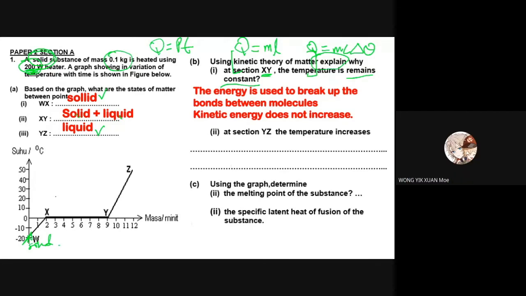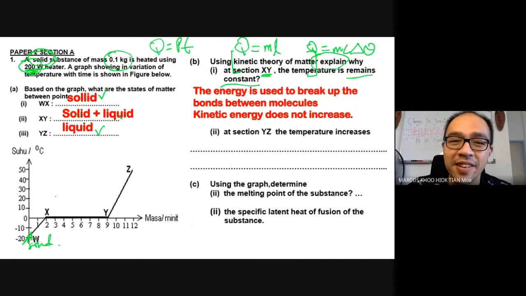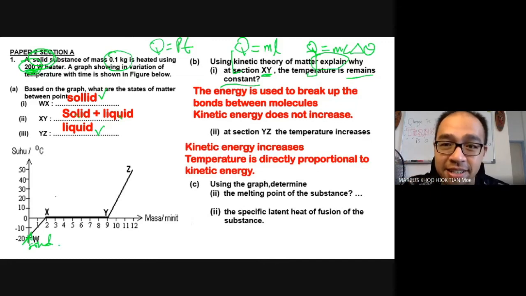Increase kinetic energy. In this class, anybody means Wong Yik Swan. Everything also is Wong Yik Swan. So the kinetic energy increases. Temperature is directly proportional to kinetic energy. Very, very important. It doesn't have to be in these same words.